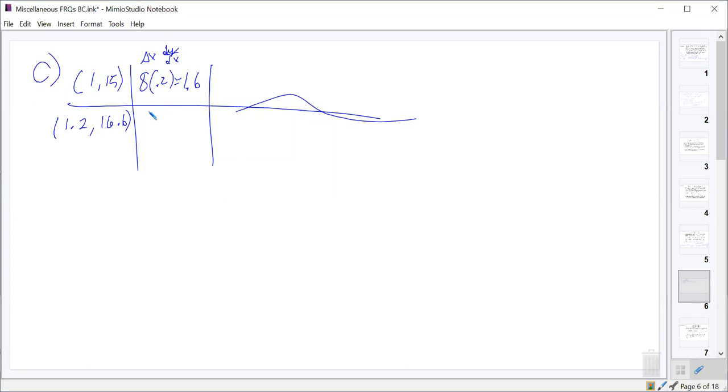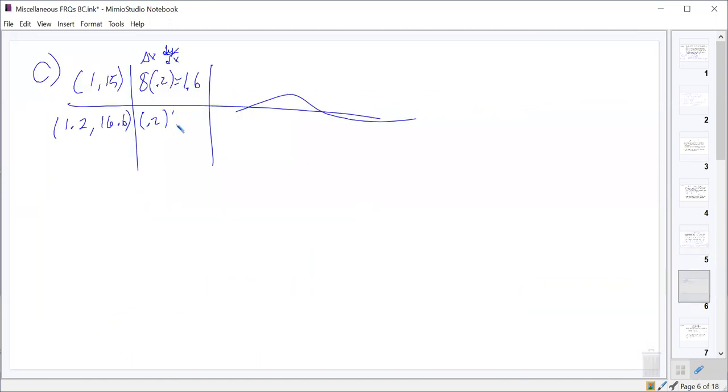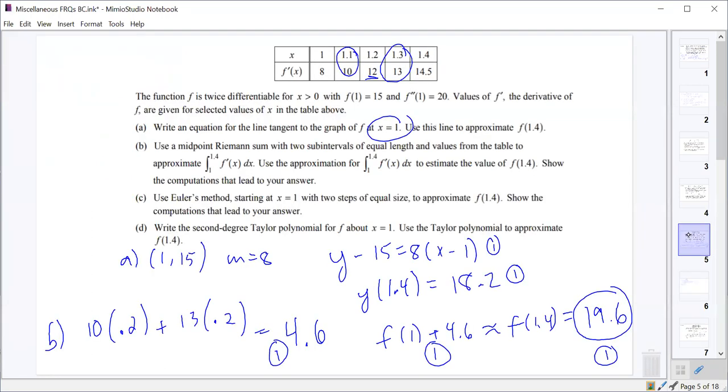All right. So next time our delta x here is again going to be that 0.2, but now our slope is the slope at 1.2. Our slope at 1.2 is 12. So we'll go in and do 0.2 times 12. This time that gives us 2.4. And so we'll just add that. So that's going to give us 1.4, comma 19. I think it asks to approximate f of 1.4, 19. Everyone good with that? That was worth 2 points.